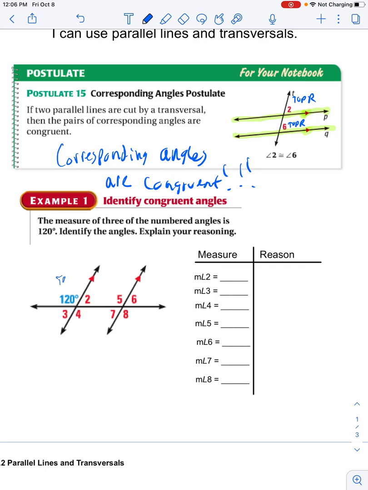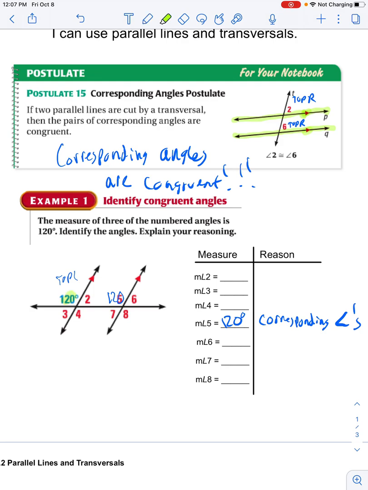So again, this is top left. So I'm going to say that this angle is also top left. So the measure of angle 5 is 120 degrees because of corresponding angles. Well, think about it this way.